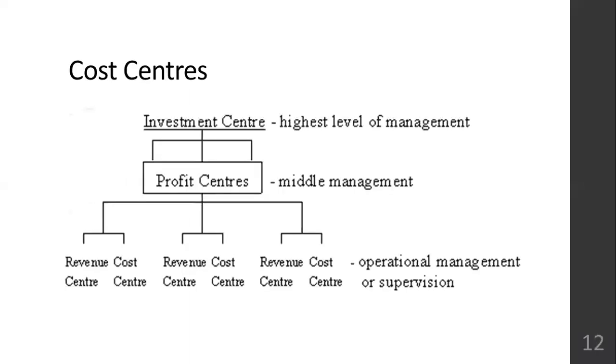So cost centers are usually the revenue center and cost center. Investment center is at the top tier where you do the capital investment, the highest level of management. Then profit centers are the middle managers, and cost centers or revenue centers are the operational managers. From revenue, you will collect the money minus the cost, you will get the profit.